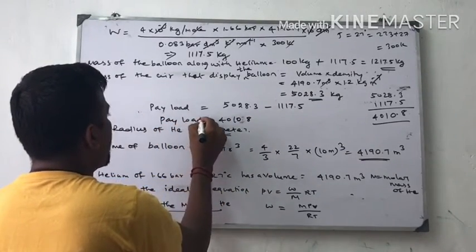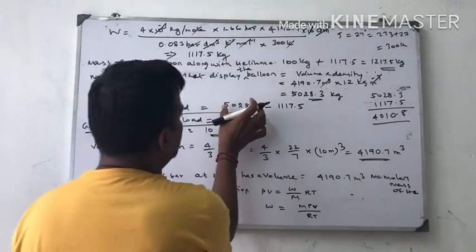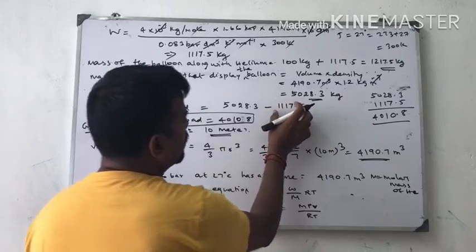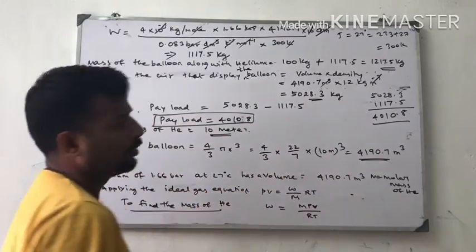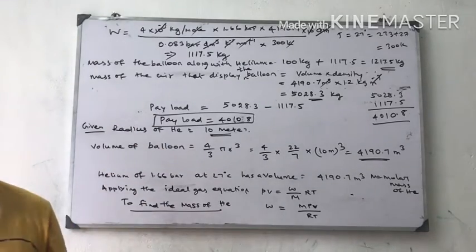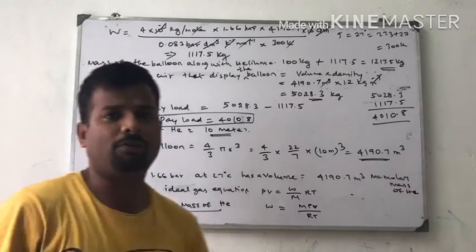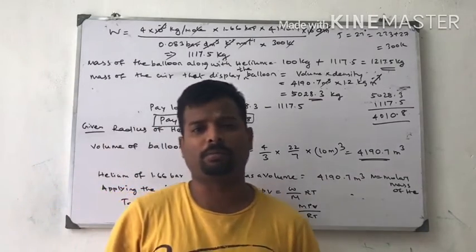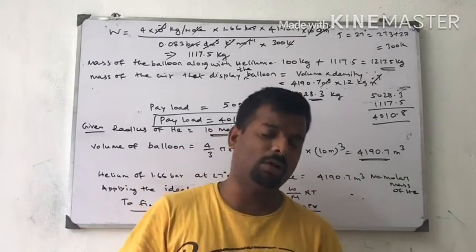Payload. Payload is the difference between the total mass of the balloon and the mass of the air. The difference is the payload. It is given in the question itself. Once again I will repeat it. They want to find the payload. Payload means the difference between the mass of the balloon and the air inside it.